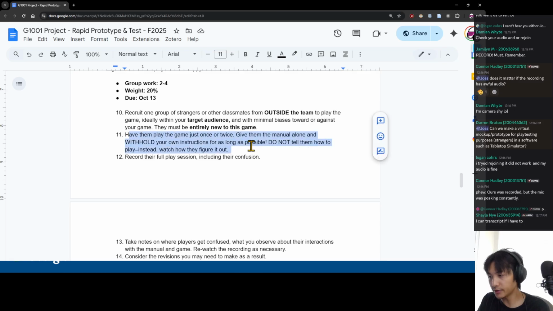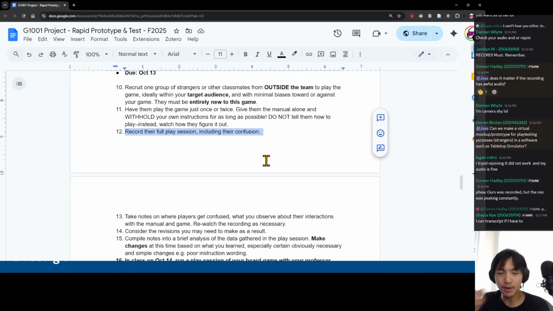Remember, they don't need to play the game that many times. They can just play it once or twice as well. And they don't need to know how to play the game. In fact, they shouldn't know how to play the game. They should just be given the instructions, and then you see what happens. Okay, it might be a disaster. You might need to try to move it along just so you can get somewhere, but you need to give it some time and let them try to figure things out.